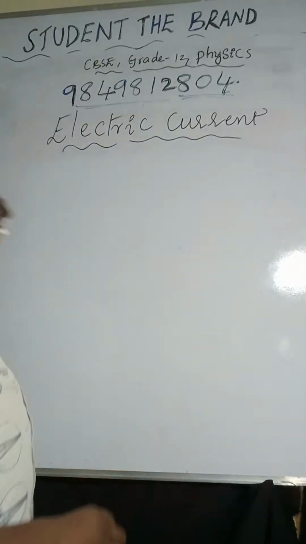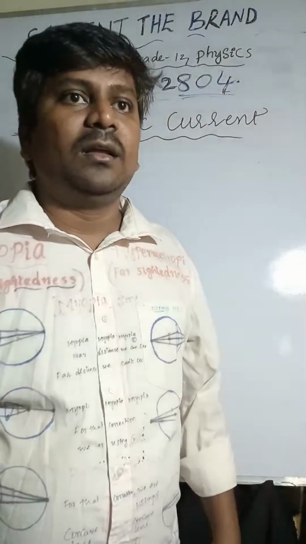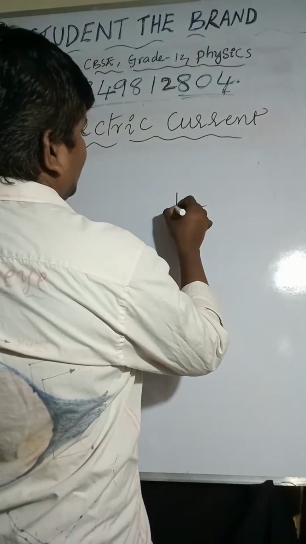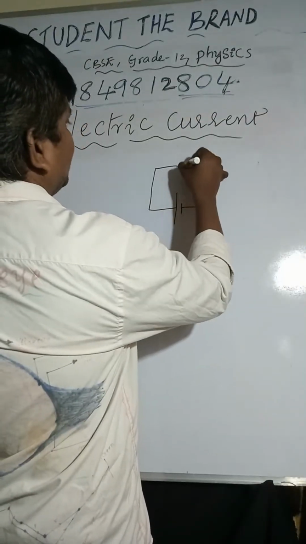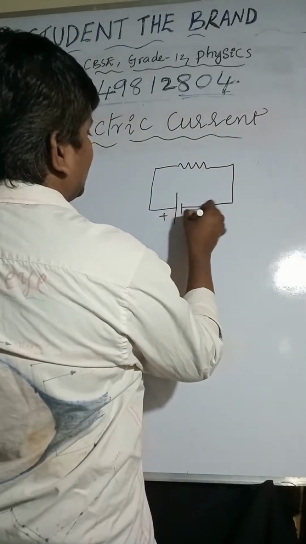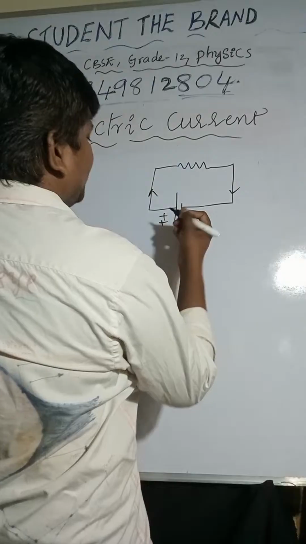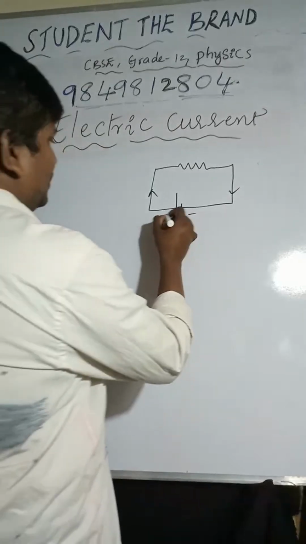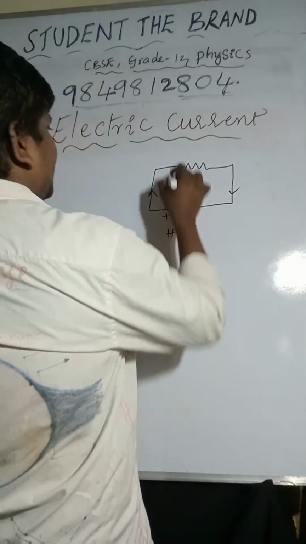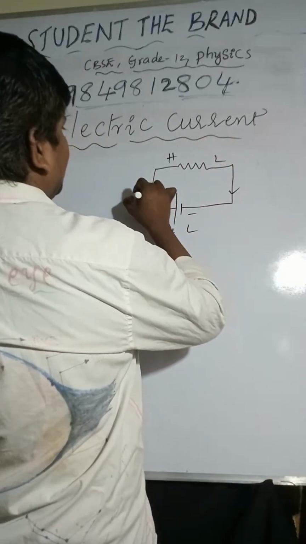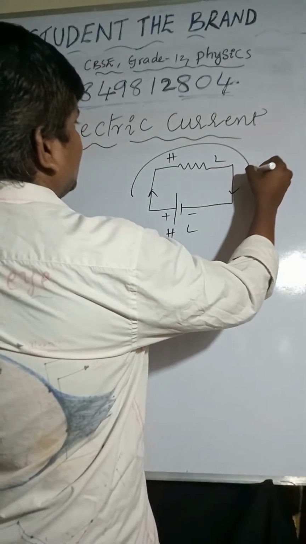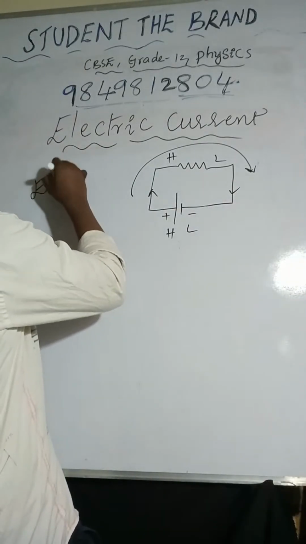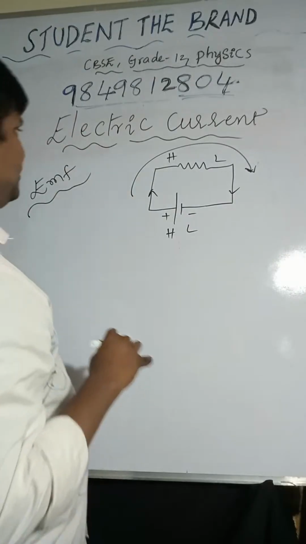Sir, why are you saying all these things? Normally you can take a battery connected to a resistor, current is flowing, with positive terminal, negative terminal, high potential and low potential. Here is high potential, low potential, so current is flowing like this. Okay, we are discussing EMF now. Sir, what is EMF? Electromotive force.